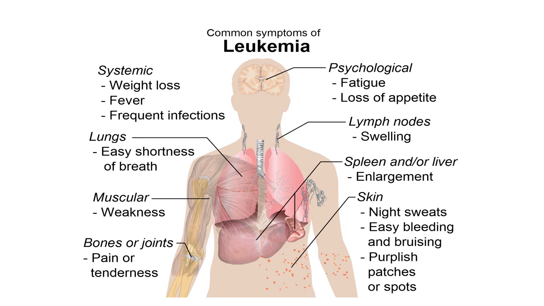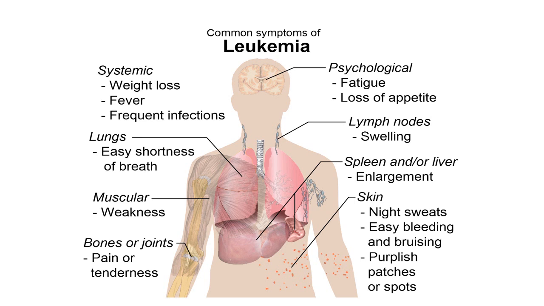The common symptoms of leukemia that we will monitor for as nurses can be thought of in the different body systems. When we think of psychological changes, we think of fatigue and loss of appetite. Fatigue often is caused by the decreased red blood cell counts related to leukemia patients, so you may see them be anemic and very fatigued. Lymph nodes may be swollen in these patients. You may see spleen or liver enlargement, caused by the cancerous leukemic cells invading the spleen and liver and causing them to enlarge.